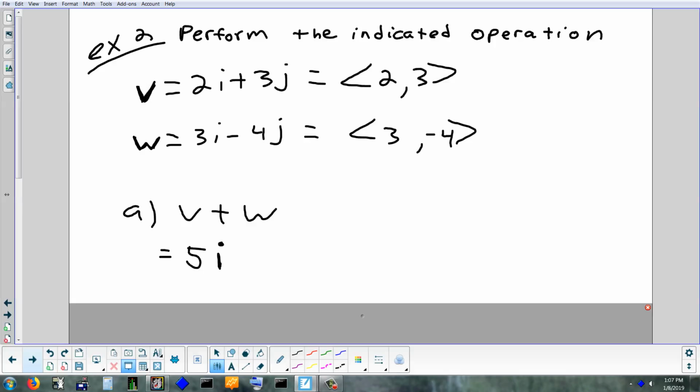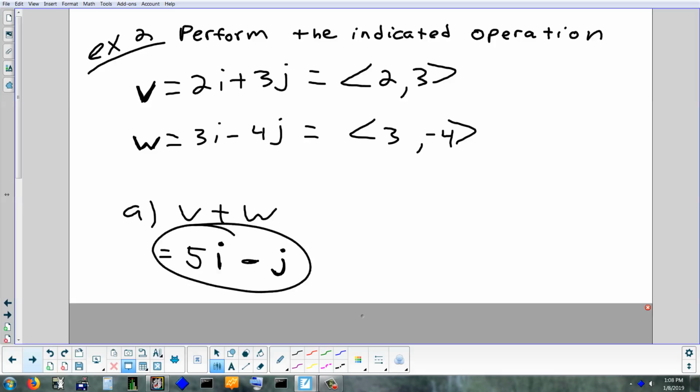And what about the vertical? Get the vertical in v, look at the vertical in w, add them together. Yep, -1j. You have 3 plus a -4, that's -1j. You can also just put -j, that's fine too.